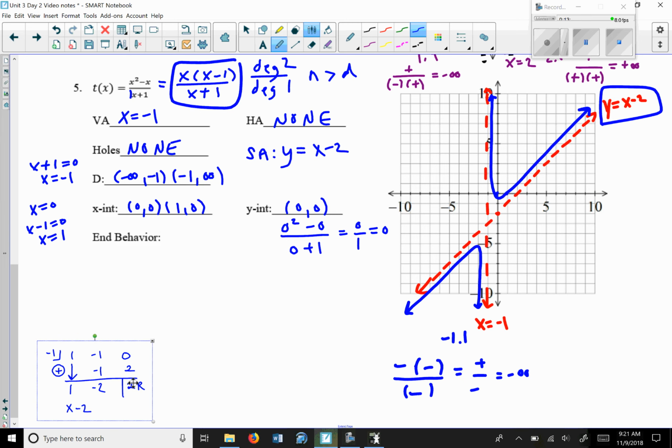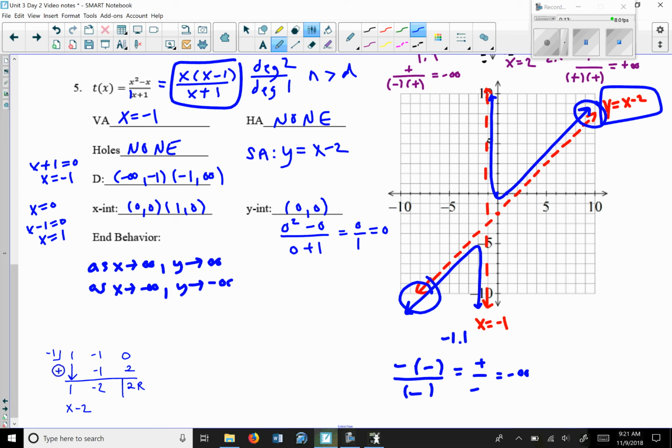So in this case, my end behavior would be as x approaches positive infinity, my y values, f of x, are going up to infinity. And as x approaches negative infinity, my y values are going down to negative infinity. Because remember, they follow your slant or horizontal asymptotes, in this case slant. So look at the slant asymptote.